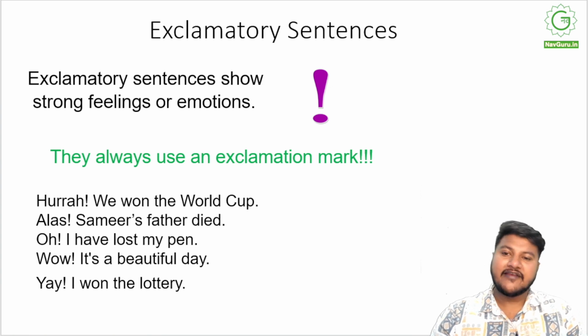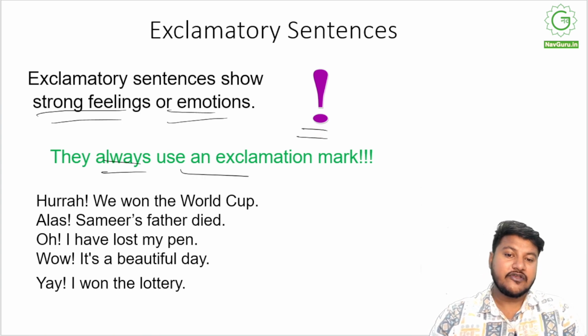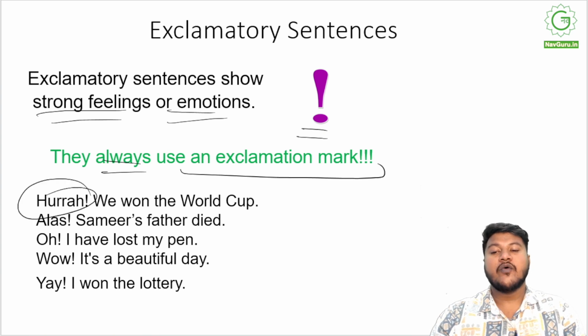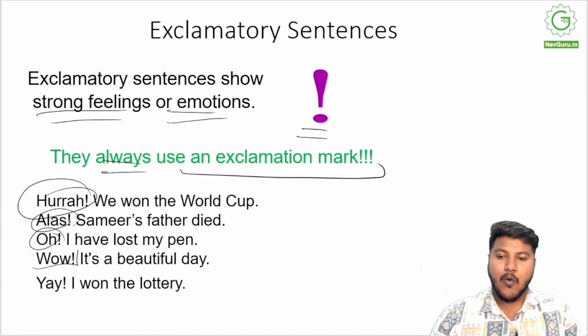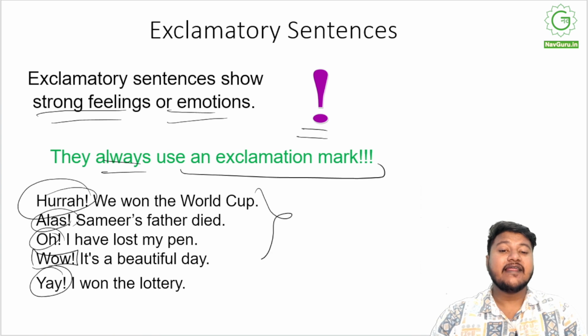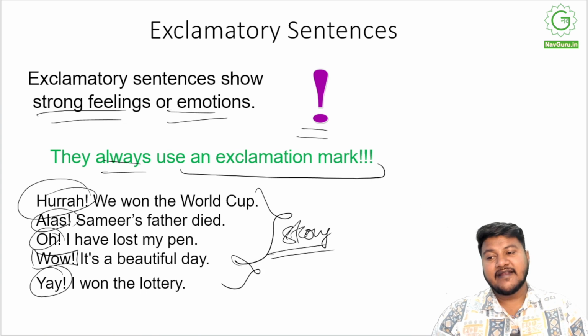Next up, we have exclamatory sentences. Exclamatory sentences show strong feelings or emotions, something that does not come naturally or usually to you. So they will always use an exclamation mark. Hurrah, we have won the World Cup. Alas, Samir's father died. Oh, I've lost my pen. Wow, it's a beautiful day. Yay, I won the lottery. So all of these are exciting statements or strong feelings, and they all come with an exclamation mark. These are called exclamatory sentences.